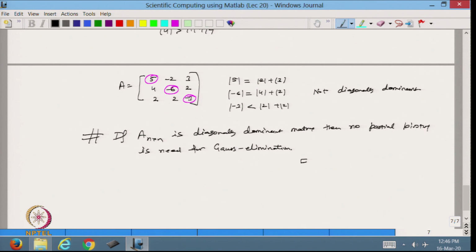So, this is all about this lecture. I hope you have understood how we can apply the Gauss elimination method, what partial pivoting is, and what a diagonal dominant matrix is. In the next lecture we will continue with this one.